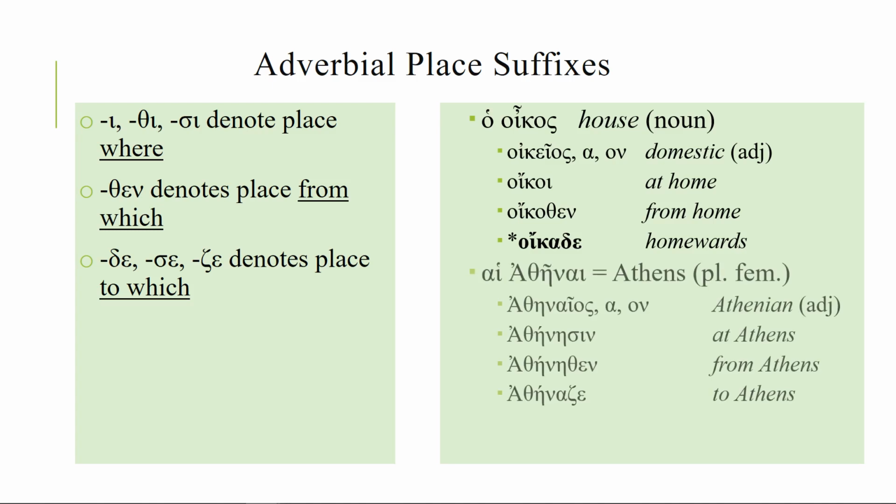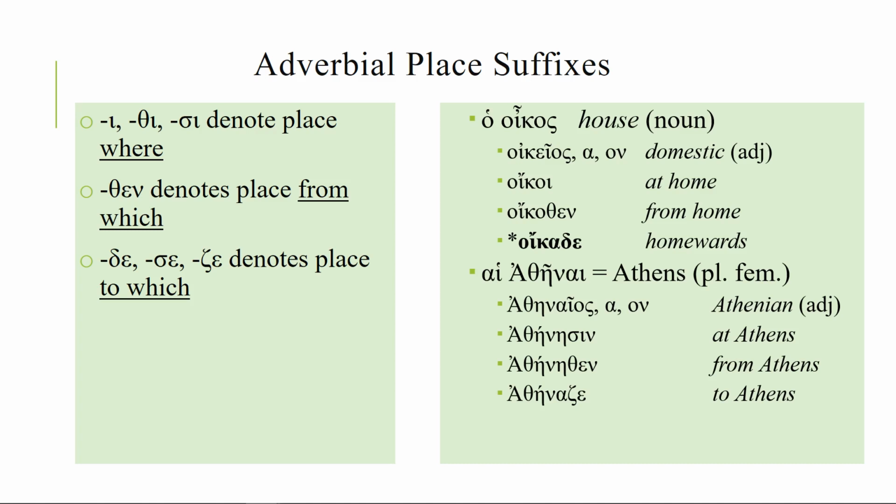You can do the same thing with place names, especially we see it with Athens, since we have so many Athenian writers. So Athenai is the city of Athens in the plural feminine. That's how it always occurs. It's a plural feminine. The ethnic adjective and noun from it is Athenaios. If you add these place suffixes, you get Athenesi, at Athens, Athenethen, from Athens, and Athenaze, to Athens.